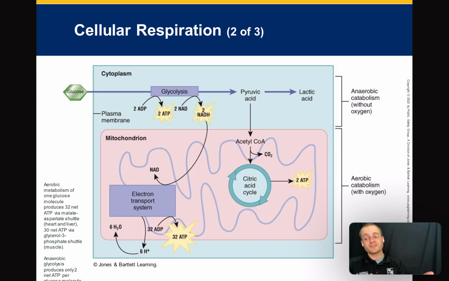This is in the presence of oxygen, though. It is aerobic catabolism, right? With oxygen, okay? Now, if you don't have oxygen present, or the oxygen is not enough to meet your demands, you can shift pyruvic acid to lactic acid. And this does produce a little bit of energy. How much? Not important.